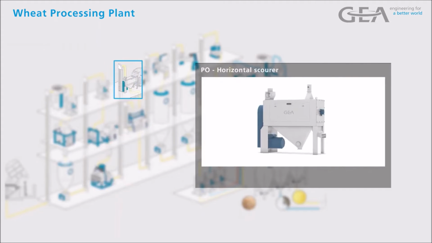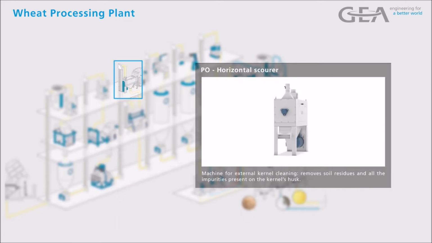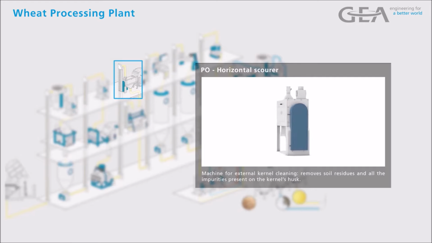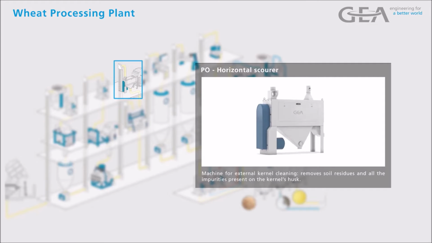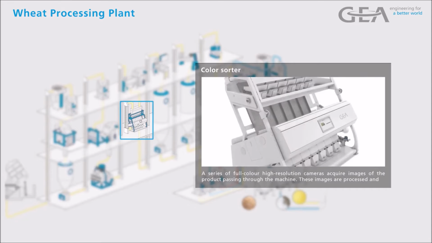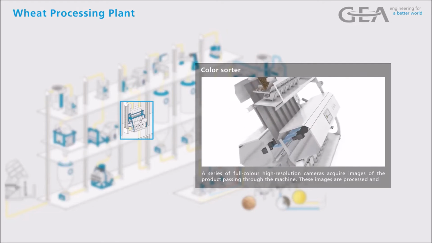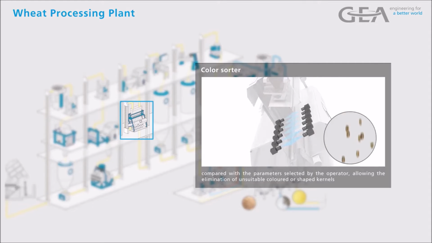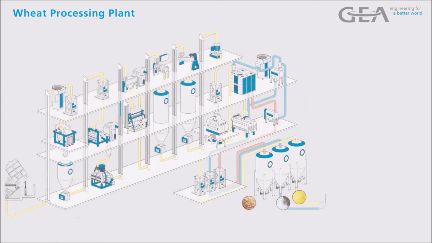PO horizontal scourer, machine for external kernel cleaning, removes soil residues and all the impurities present on the kernel's husk. Color sorter, a series of full-color high-resolution cameras acquire images of the product passing through the machine. These images are processed and compared with the parameters selected by the operator, allowing the elimination of unsuitable colored or shaped kernels and small foreign bodies.